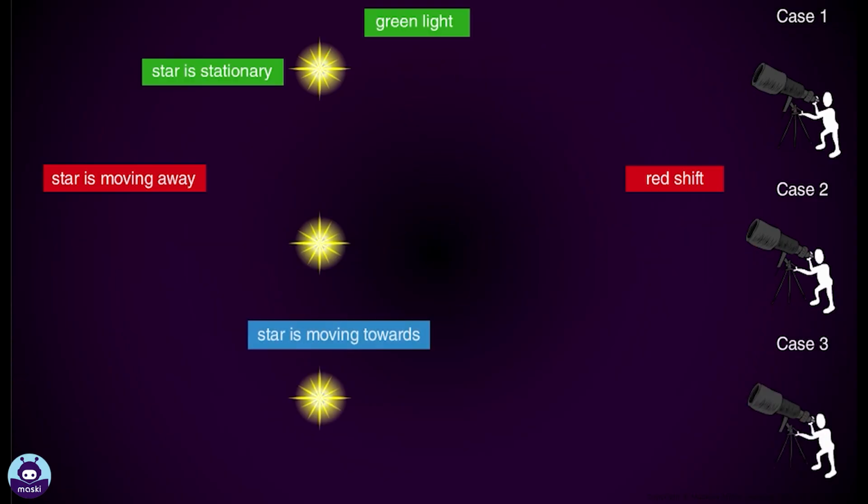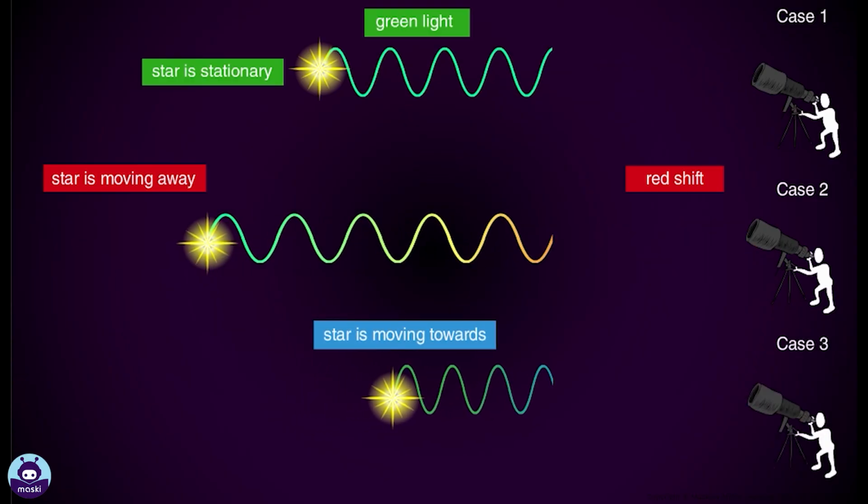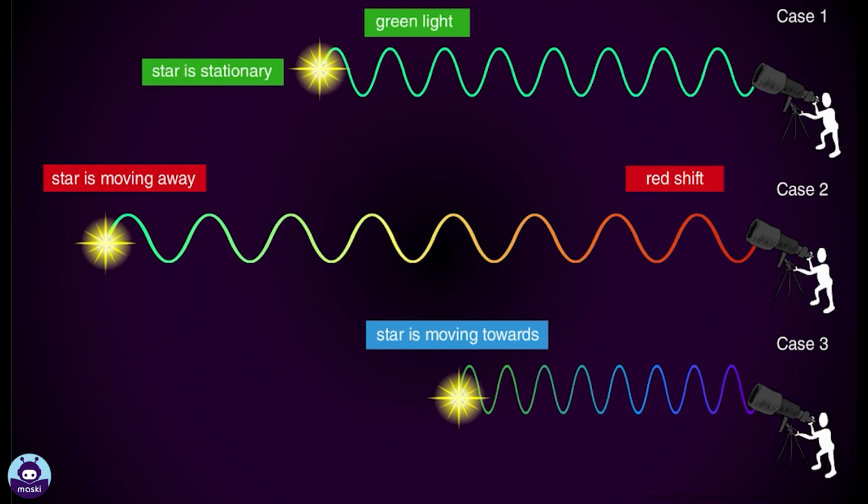If, however, the star is moving towards the Earth, the wavefronts will have to travel lesser and lesser distances to reach the Earth. This results in a reduced perceived wavelength of light by an observer, and an increased perceived frequency. The green light will appear blue or violet. This is called blue shift.